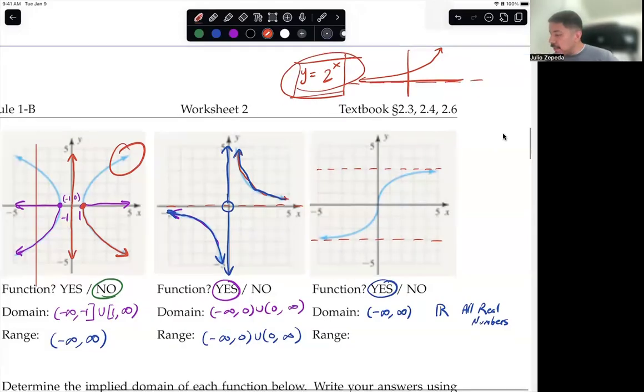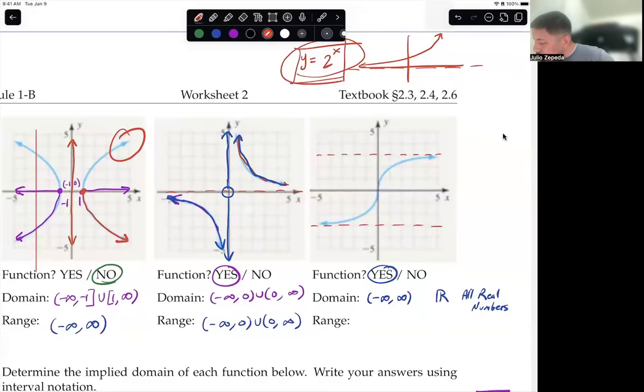Okay, so the range then is going to be, well, it never reaches the value of negative 3. It does have y values for basically any y value from -3 to +3.